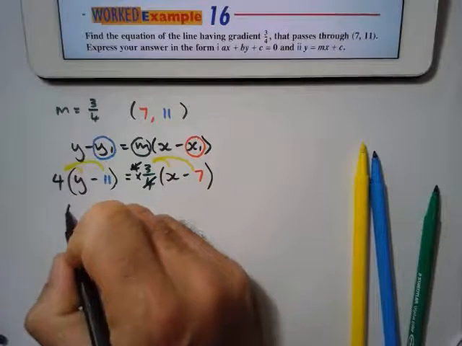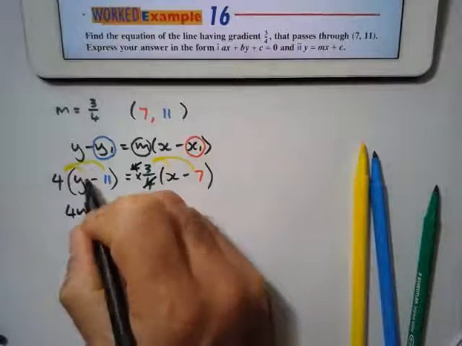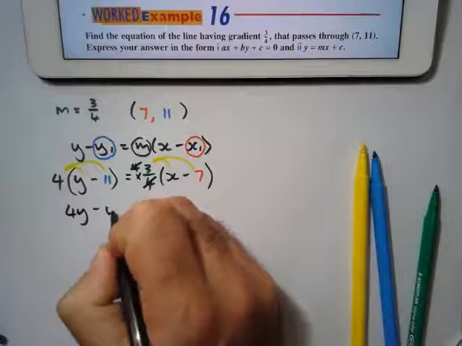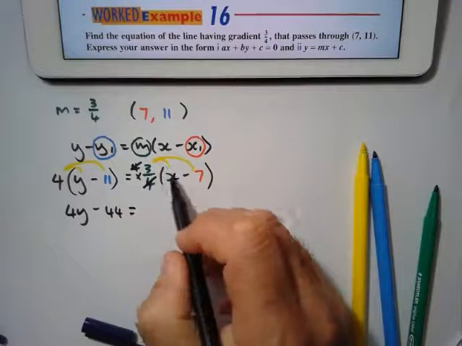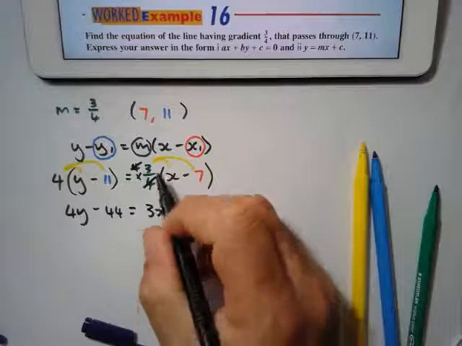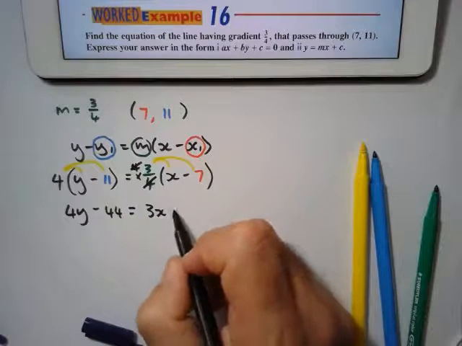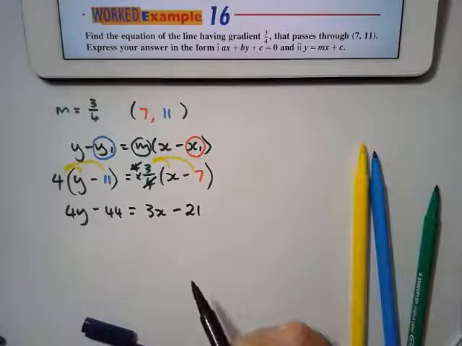So 4 times y is 4y. 4 times negative 11 is negative 44. That equals 3 times x, which is 3x. 3 times negative 7 is negative 21.